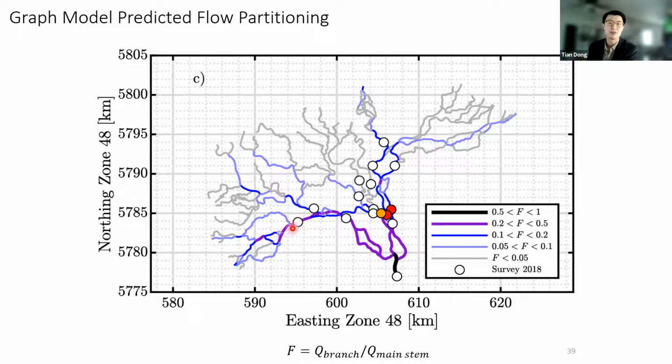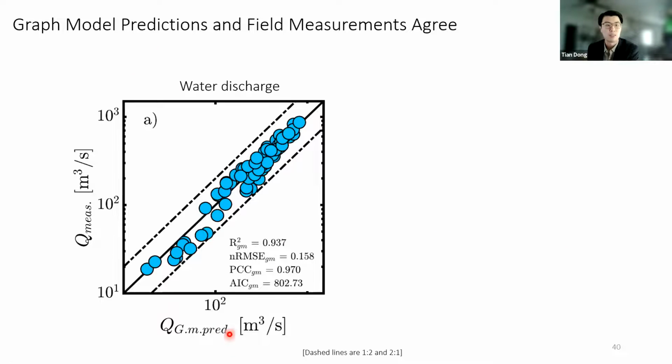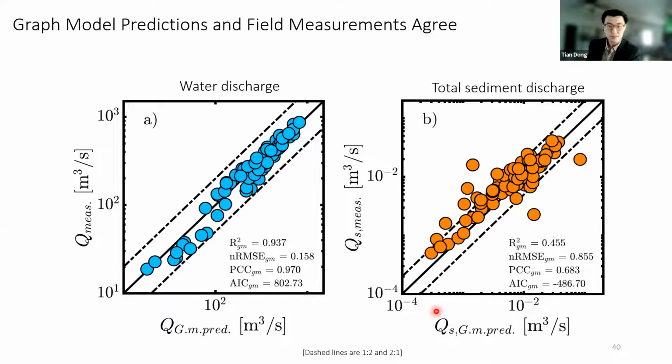Since we have these field surveys, we can test how good our predictions are. Here I'm showing a plot of our predicted water discharge using the graph model against measured discharge at those survey locations. Overall, the model does a pretty good job. We can also do this for total sediment discharge. It's not as good, with an R squared of only about 0.45. Overall, the model does a decent job predicting both water discharge and total sediment discharge.